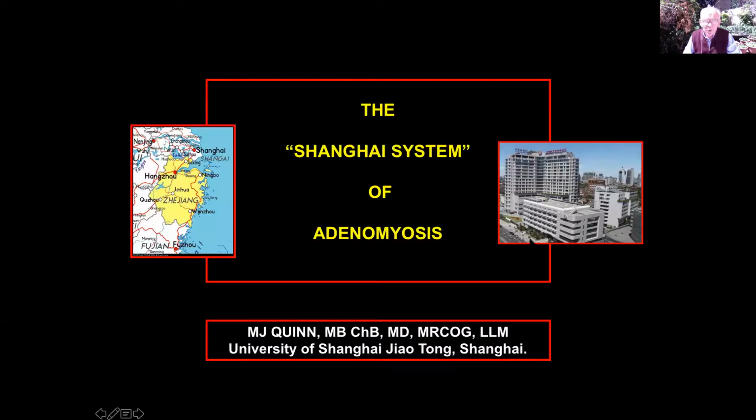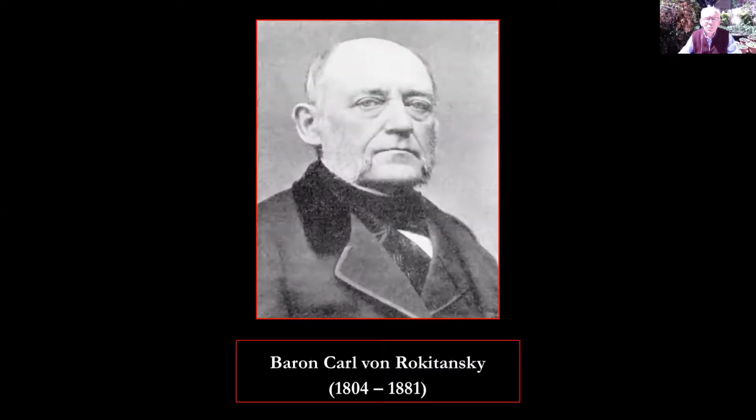And with respect to adenomyosis, it was first described by this man, Karl von Rokitansky, in Vienna in 1860. Rokitansky was the first man to really use a good microscope in a consistent fashion, and he really revolutionized clinical pathology as a result of this new innovation.